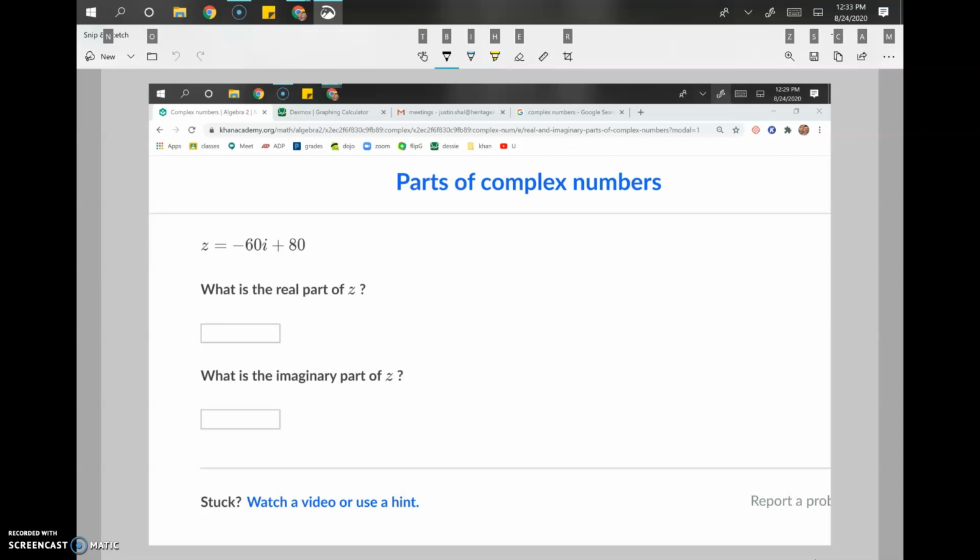What is a complex number? Let's go ahead and define that now. Z equals, where Z is a complex number, A plus Bi, where A is the real part, is a real number, and Bi is the imaginary part.